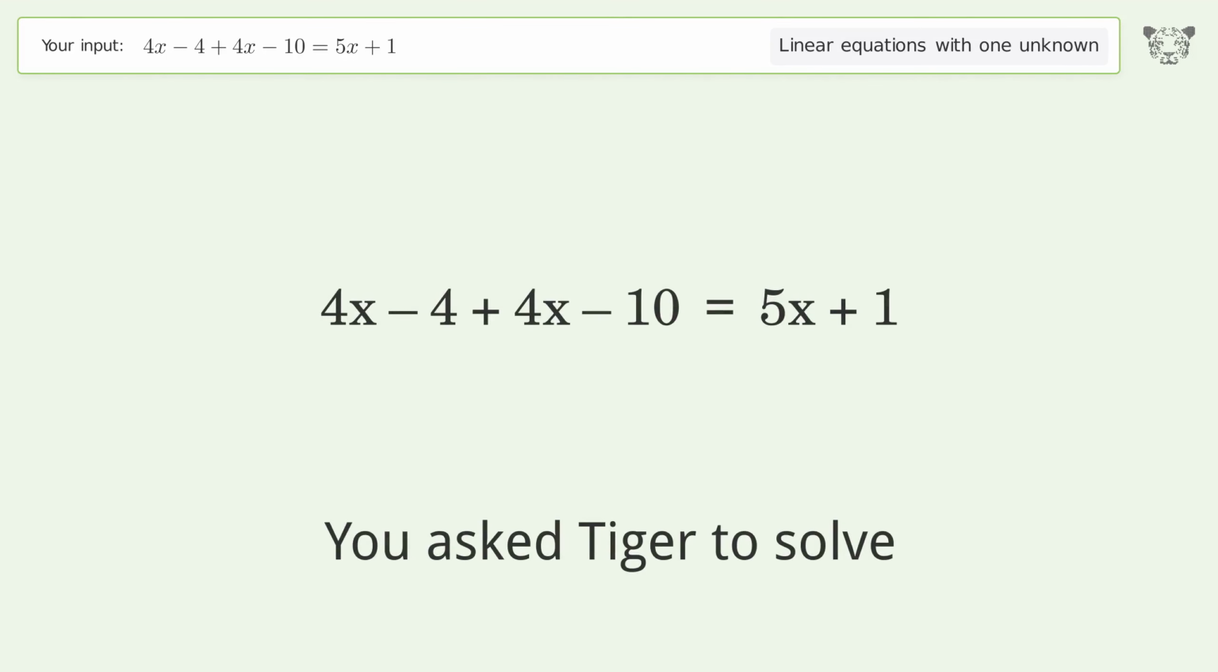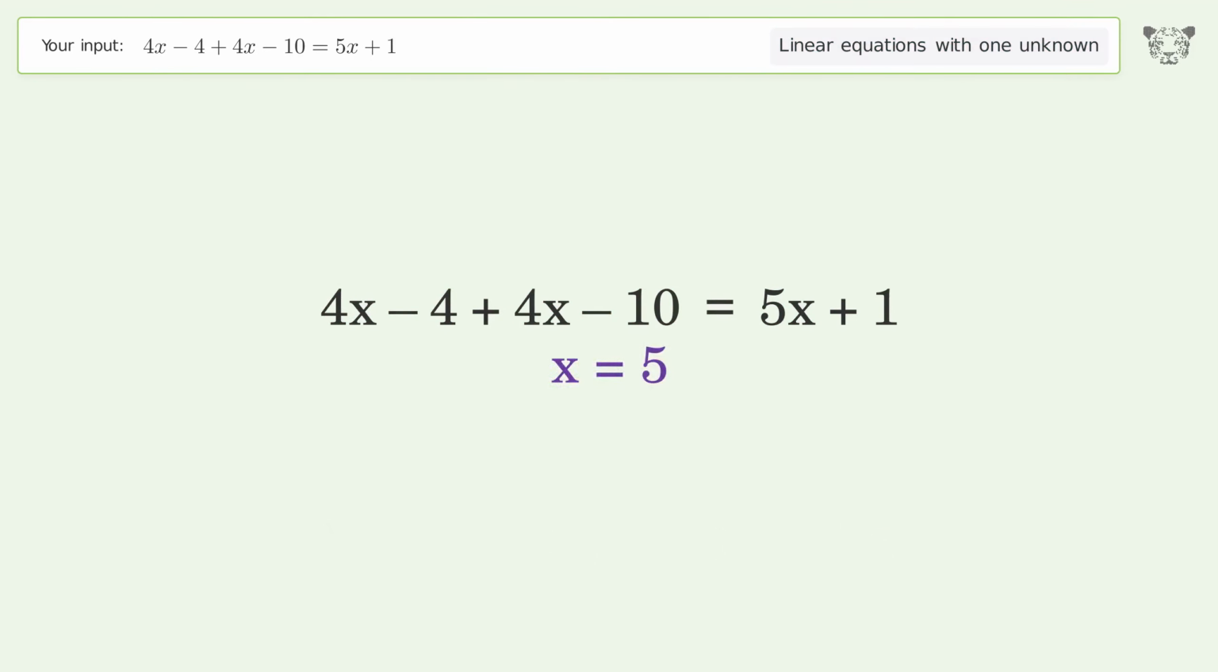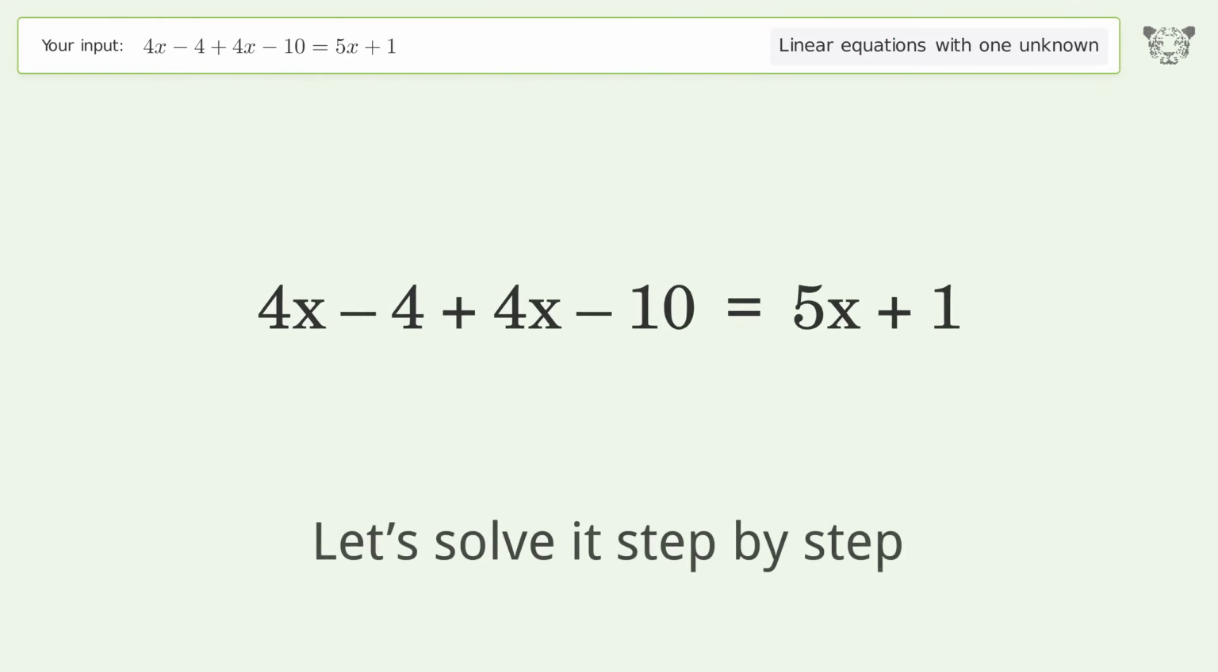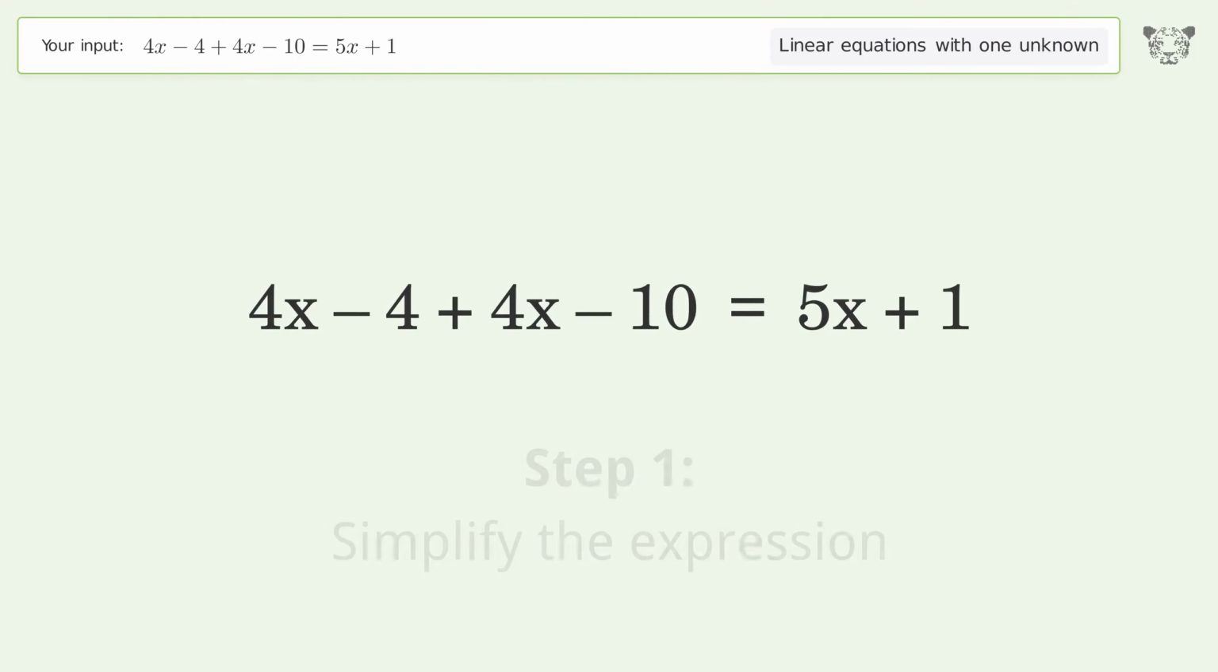You ask Tiger to solve. This deals with linear equations with one unknown. The final result is x equals 5. Let's solve it step by step. Simplify the expression. Group like terms.